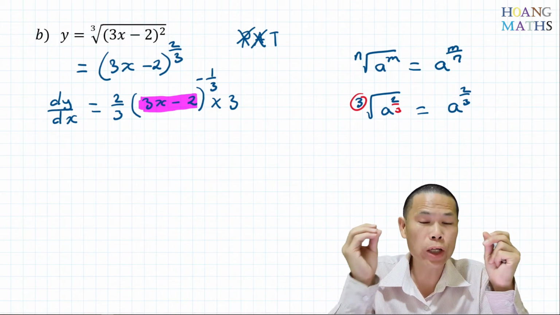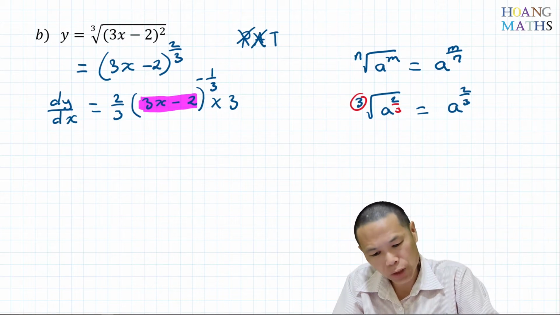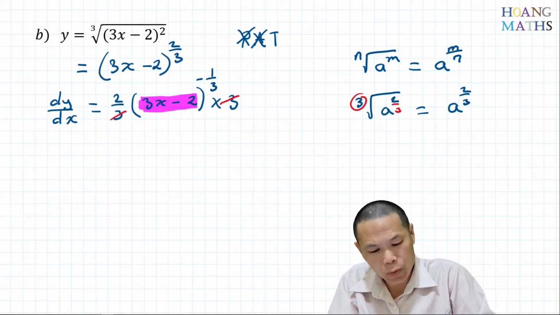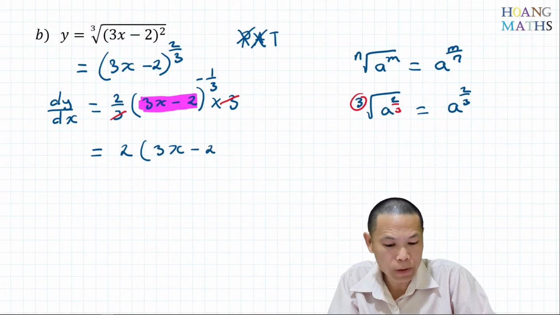Then we don't have trigonometry functions. So we ignore that for now. Okay. So now I just need to simplify first. So this 3 here, I can simplify with this. So now that will give me 2. Okay, I just write this out first. 2 times (3x minus 2) to the power of negative a third.